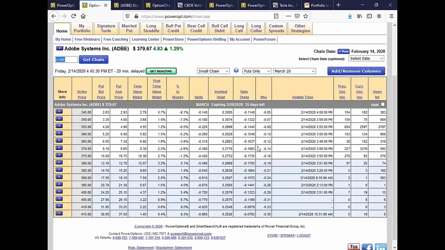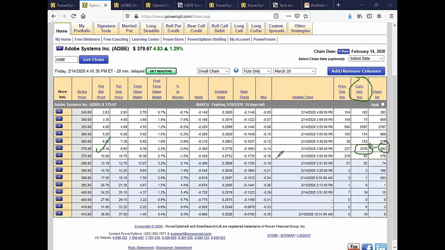Not by much more. Okay, but here's an interesting thing. Here's where I was going with this in this case, Fernando. What do I mean by an outlier? Look at this 370 strike out of the money. There's 3,376 put contracts that were traded today at the 370 strike. And the open interest was only 592. You say, wow, that's 6 times. Today there was 6 times the total volume.